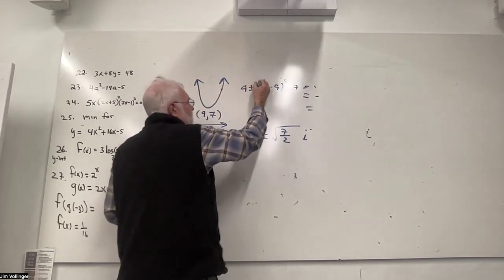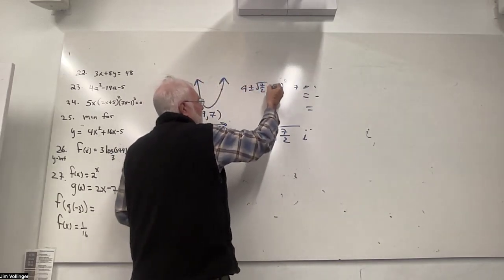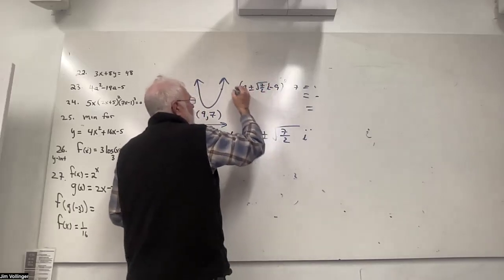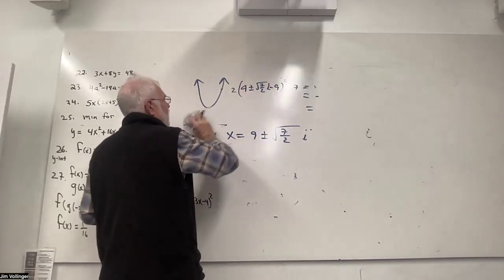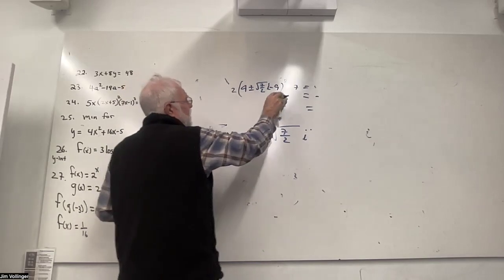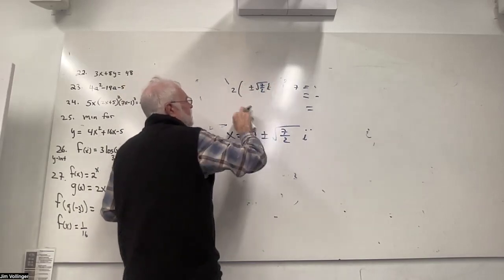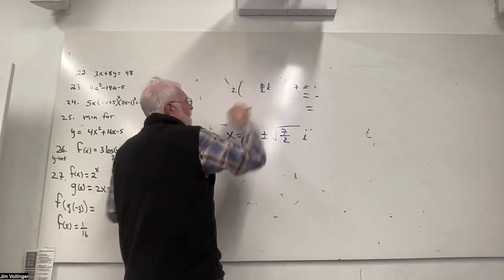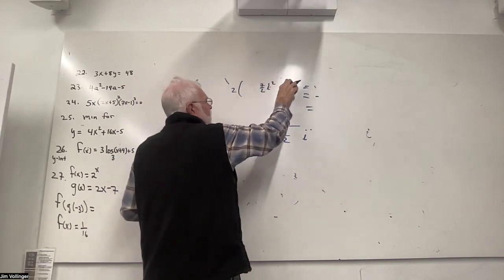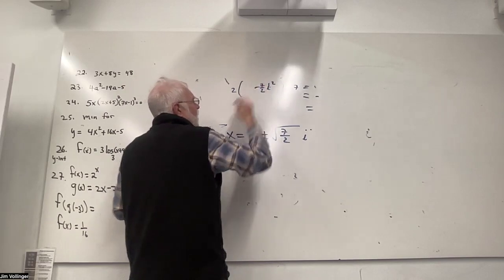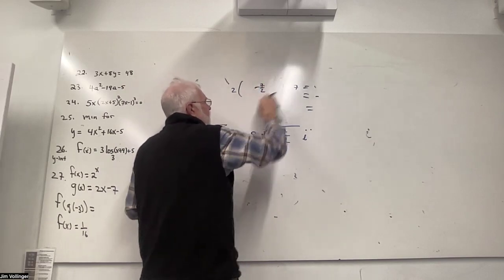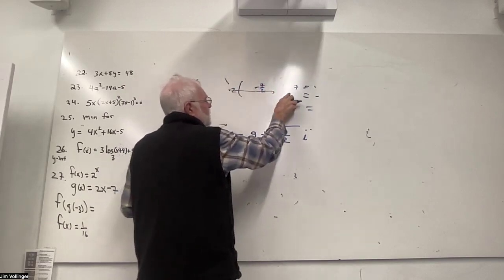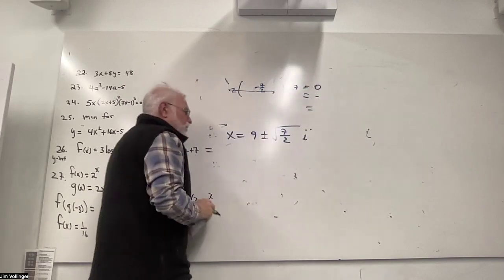9 plus or minus the square root of 7 halves i, minus 9, squared, times 2. Let's do the math. The 9's cancel. Squaring a plus or minus gets you positive. Squaring a square root gets you what's inside, and squaring i gets you i squared. 7i squared is minus 7, minus 7 halves. The 2's cancel, and minus 7 plus 7 gets me the roots.